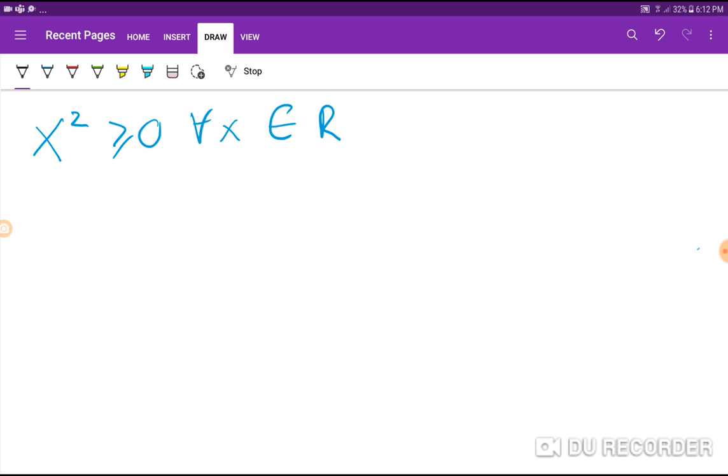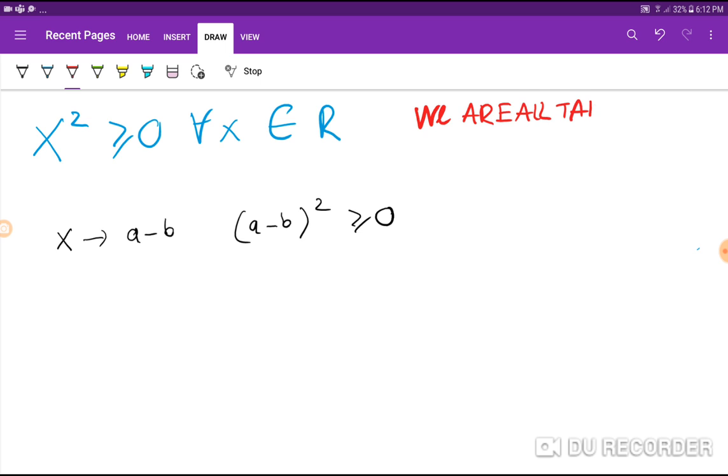If I replace x with a minus b, what will you have? You will have (a minus b) squared greater than or equal to zero. Remember, we are talking about real numbers. Let me highlight it right here. Remember this, we're talking about real numbers. We didn't talk about other types of numbers. So that makes sense, right? Because it's an expression, a number, anything squared, and it's real, so it's greater than or equal to zero.